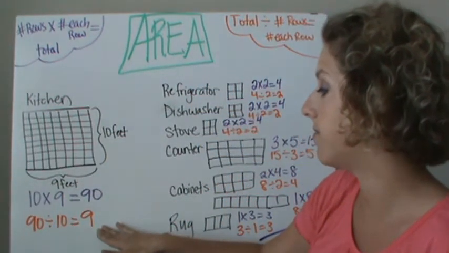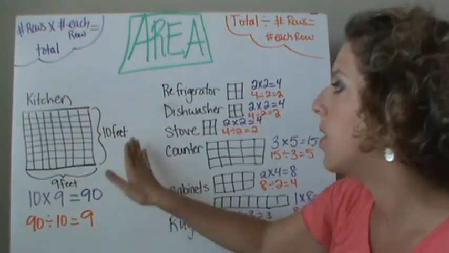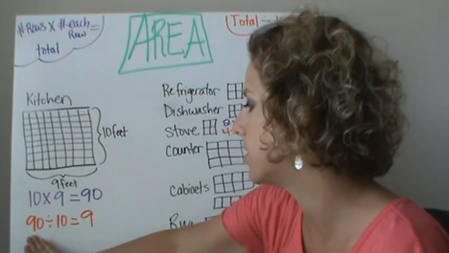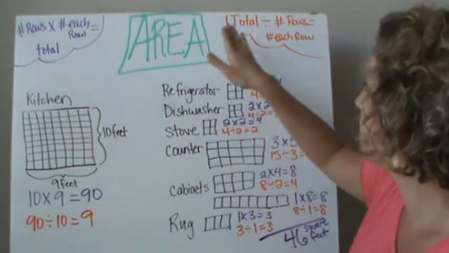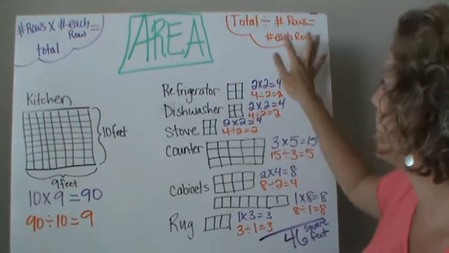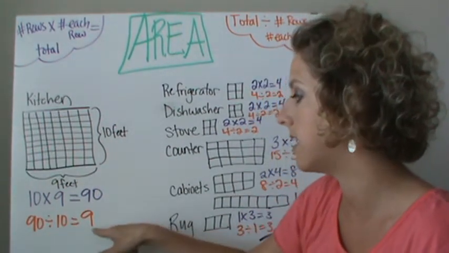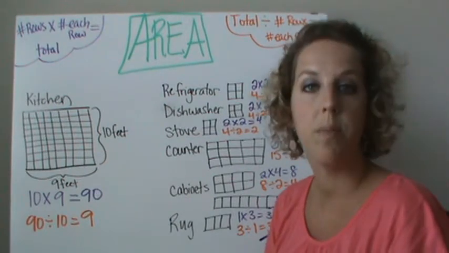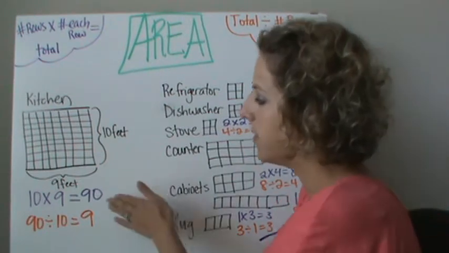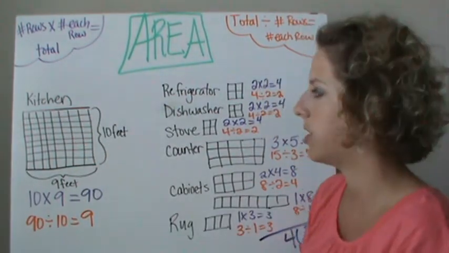And if I wanted to look at the division, if I want to know the number in each row, I take the total number, 90, divided by the number of rows. I had 10 rows, which equals the number in each row. So 90 divided by 10 is equal to 9. So that would be the area, the multiplication and the division problems that are represented with this picture.